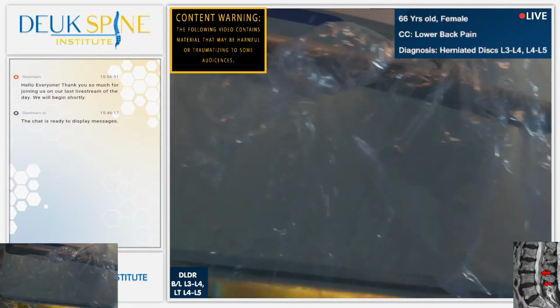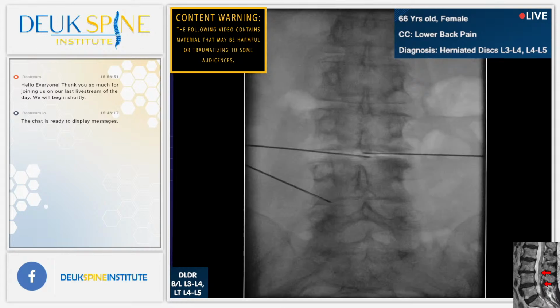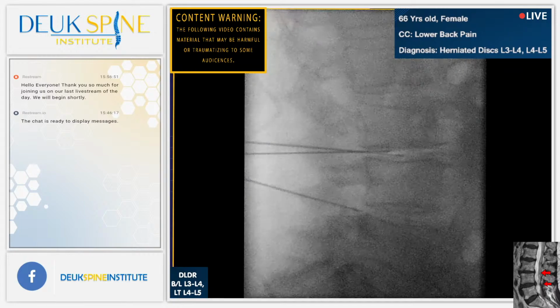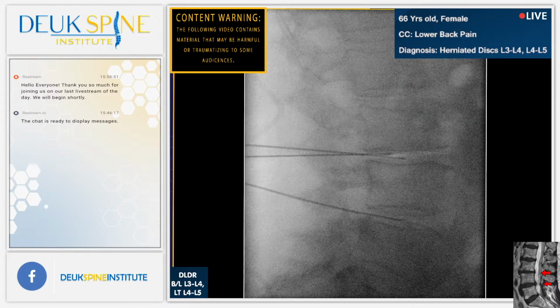And now you can see why herniated discs cause so much pain. Yep, lateral view. It's simply because herniated discs cause inflammation. Are we awake? Because we're ready for her to be awake. All right. We're fixing 2 discs today. L3-4, L4-5.